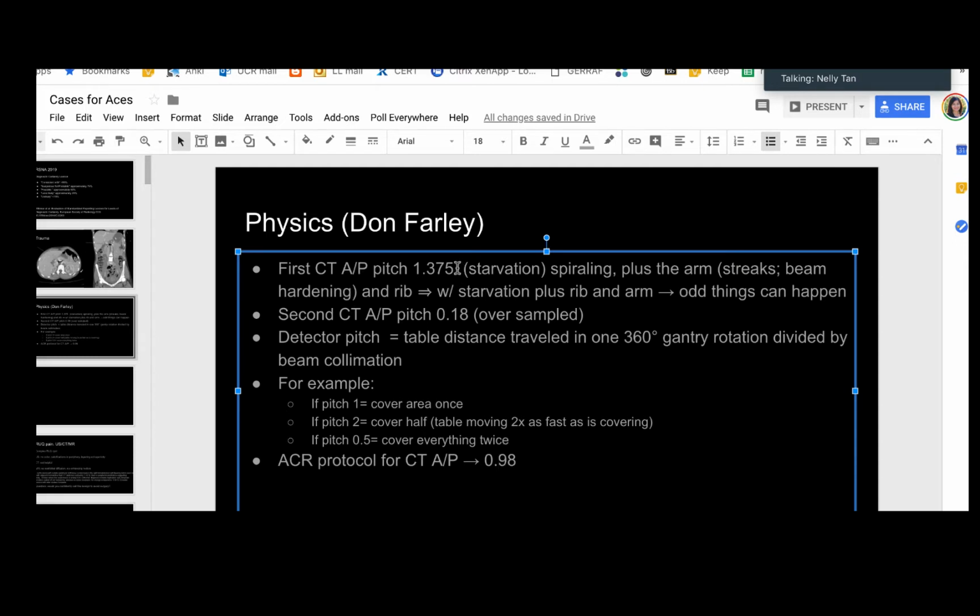So he said the first one had photon starvation, and the second one was oversampling. But he thinks it was a combination of pitch as well as the arm in the way and the ribs. He said that when you have multiple issues, then that can cause odd things to appear on the images.